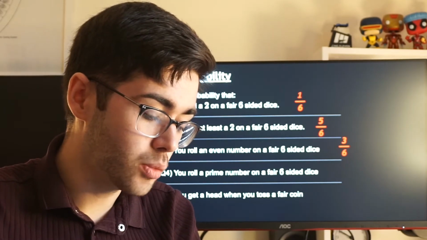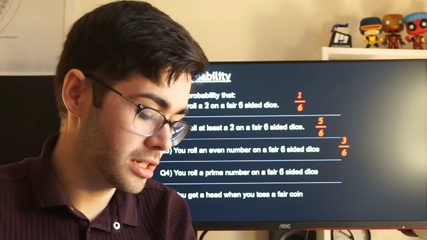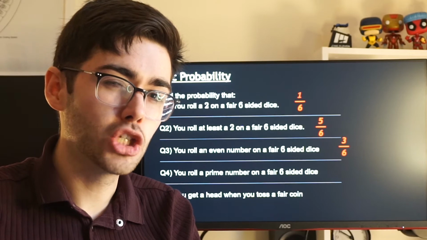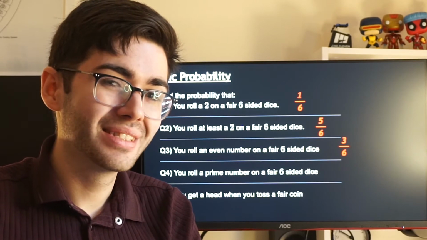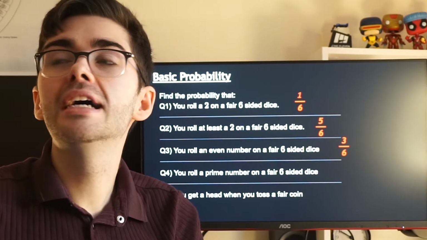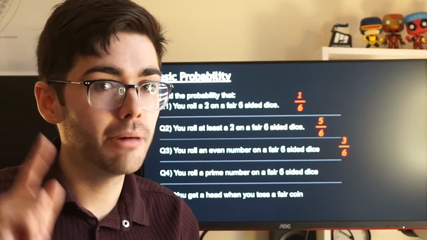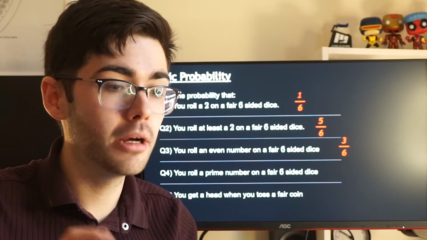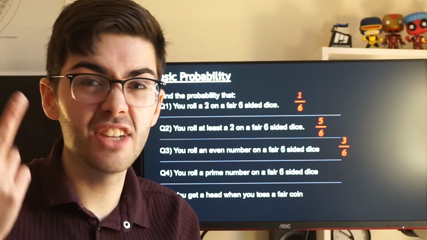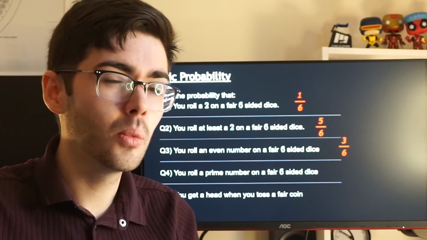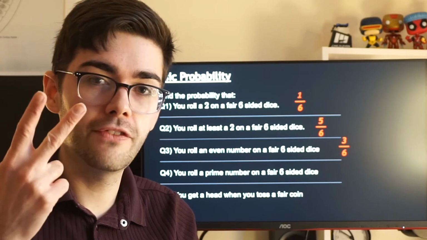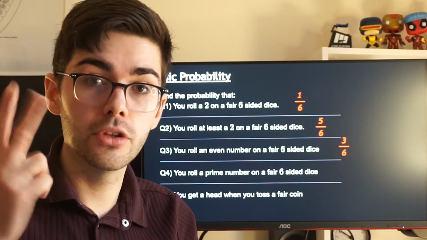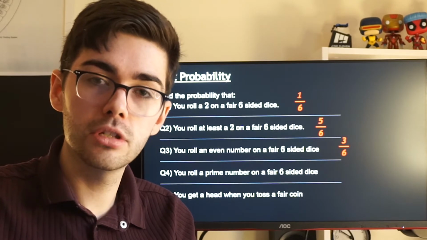What's the probability I roll a prime number on a 6-sided dice? What's a prime number? Do we know? Do we remember? Well done if you do. A prime number is a number that can only be divided by itself and 1. It has 2 factors. Okay, 1 is not a prime number, but 2 is, 3 is, 5 is, 7 is, 11 is. Okay, which of those are on a dice? 2, 3 and 5. So the probability I roll one of them, 3 options out of 6.